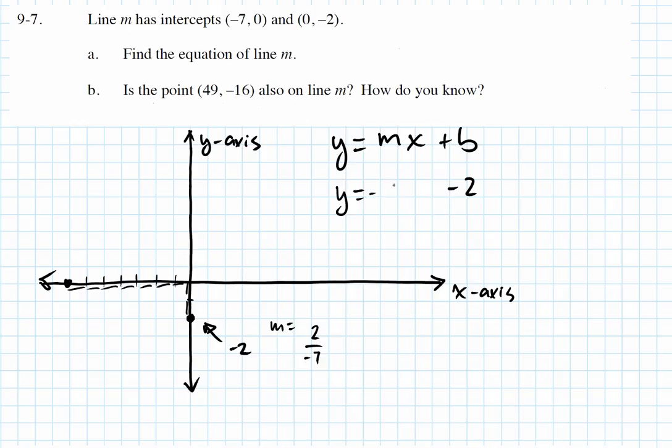So the equation of this line, since I now know that this is my slope, should be y equals -2/7 times x, and then a plus a -2, or minus 2. So I believe this is the answer to part A. There's the equation of my line.